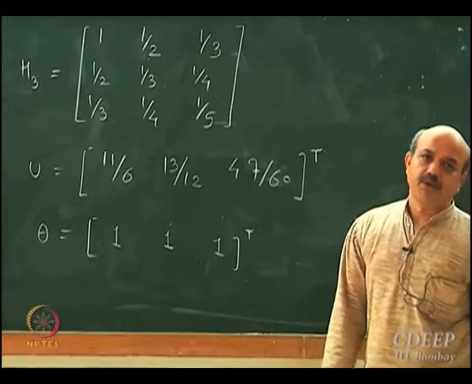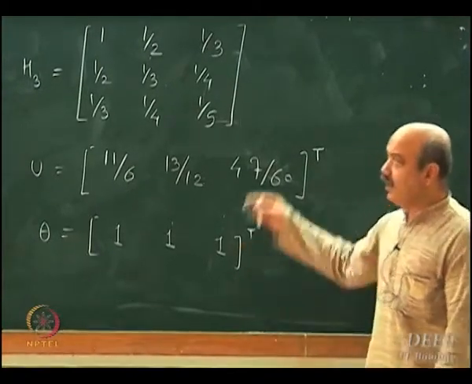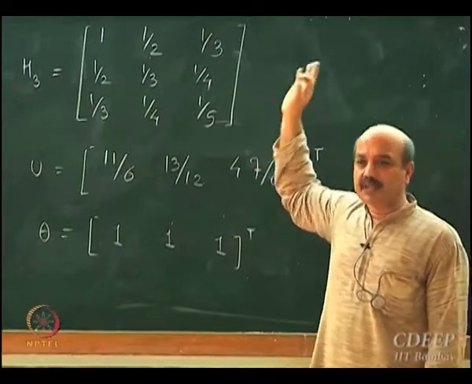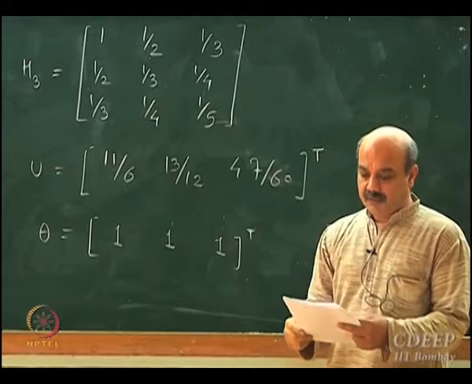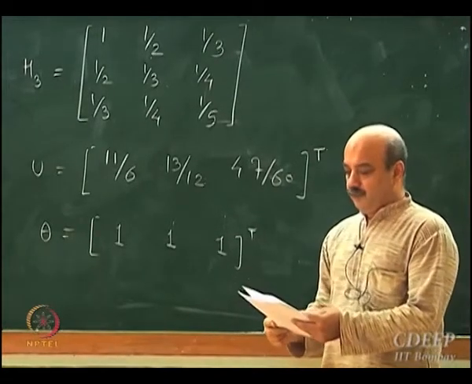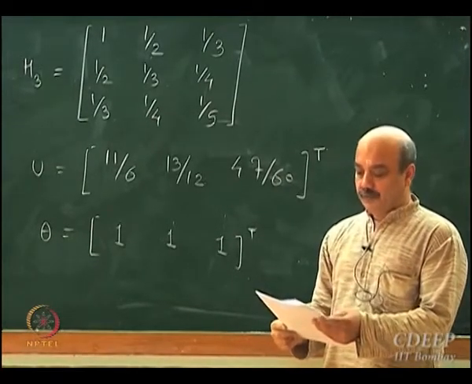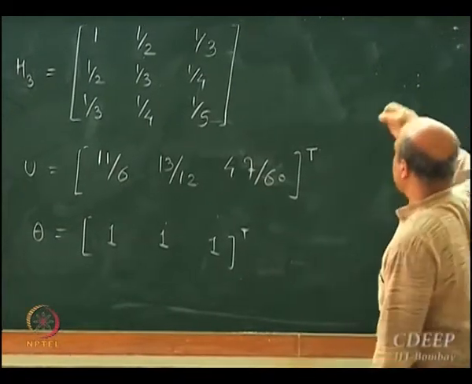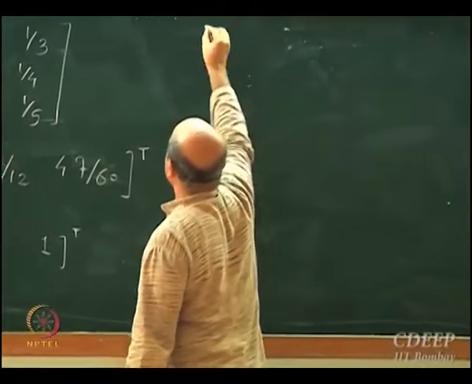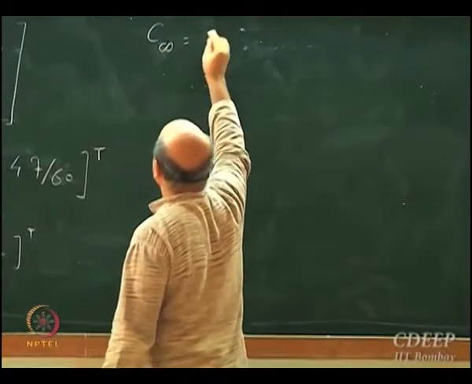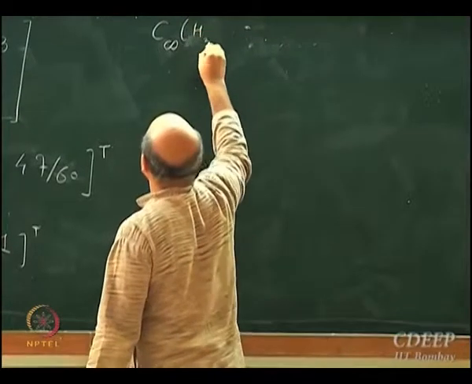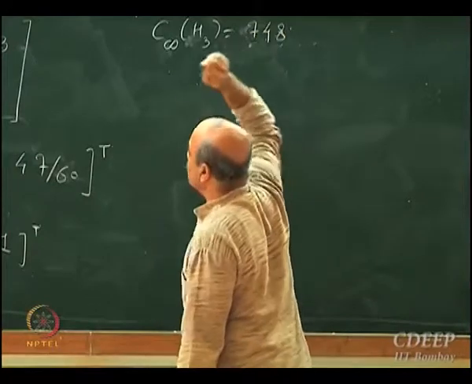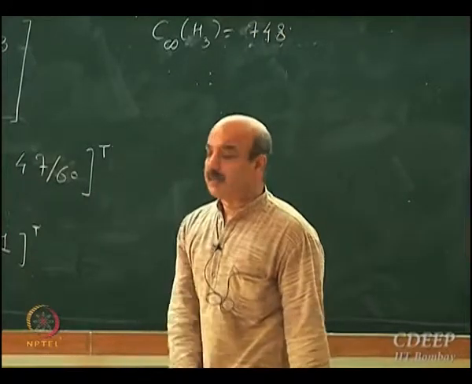I just showed you how things can go wrong even for this matrix, for which the condition number is not so bad. The condition number we found here was, no, the condition number we found here was 748. For this particular matrix, the condition number C infinity of H3 was 748.